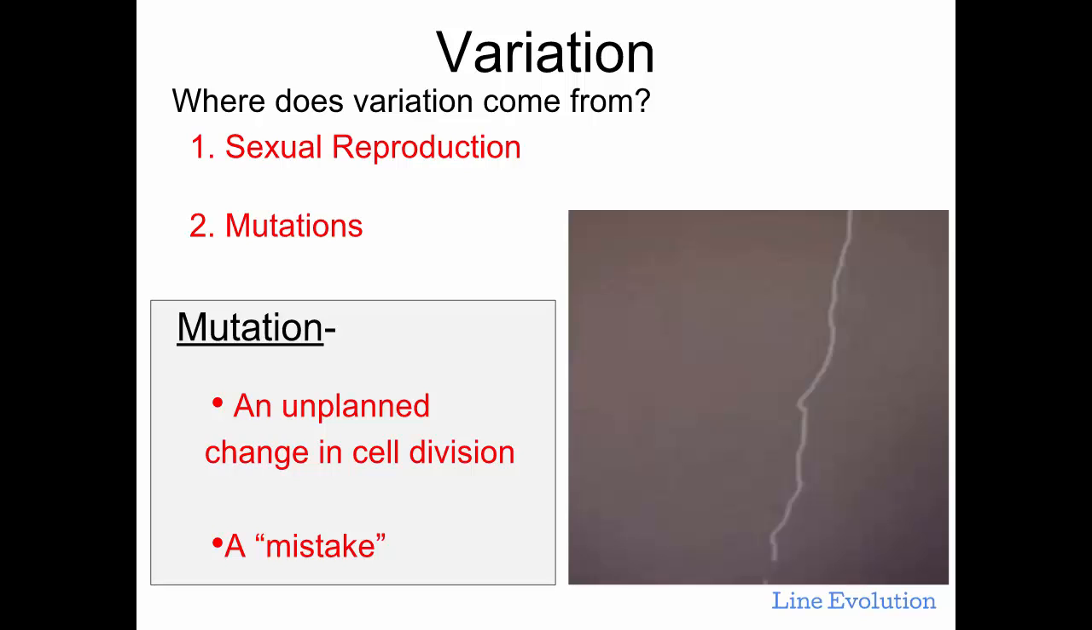So these mutations add to the variation of the species. You know that darker colored beetle we saw? Maybe it was darker because of a mutation that changed the coloring of its exoskeleton a little bit. These mutations are usually small things, but over long, long periods of time they could build up and have significant changes in the species.